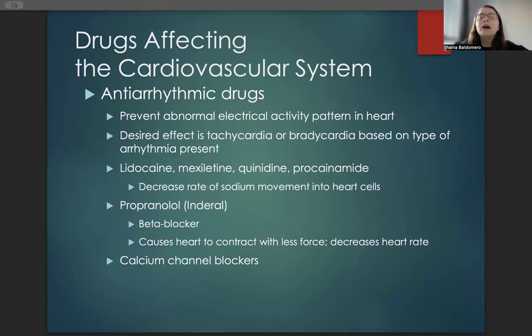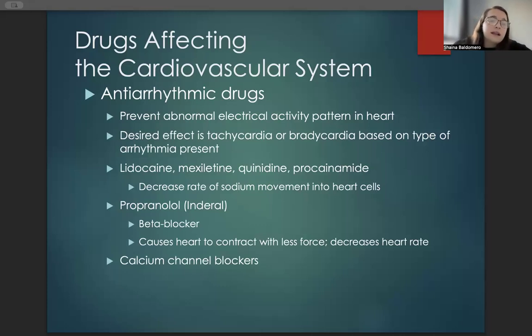For example, tachycardia stands for too fast of a heart rate. Tachy means to go quickly. Bradycardia is the alternate of that term. Brady is to go slowly, so a slower than normal heart rate. Again, the desired effect: if it's tachycardia, if it's too fast, I need to slow the heart rate down. If it's bradycardia and it's too slow, I need to speed it back up. So I'm going to use whatever drug is going to be for that desired purpose based off of the arrhythmia that's present.